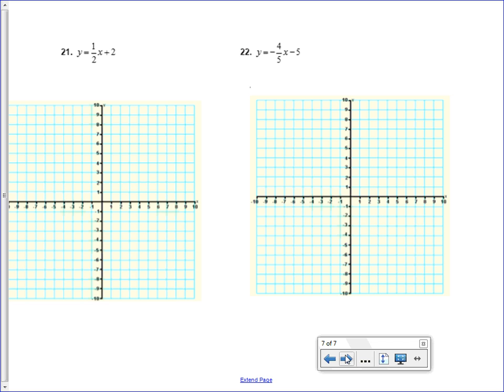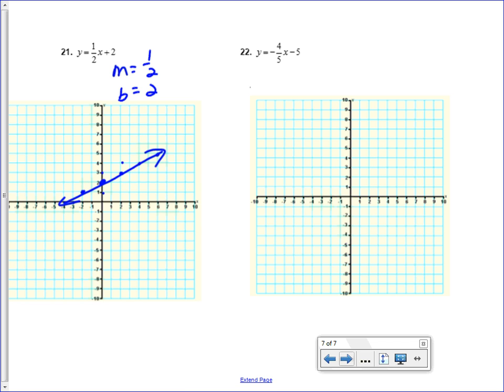Okay, last two we're going to look at. Our slope of this one is a 1/2. Our y-intercept is a 2. So where do you start? You start at a 2. Slope of 1/2 means you go up 1 and you go over 2. Up 1, over 2. You go down 1 and back 2 as well. So I'd end up with this line right here.